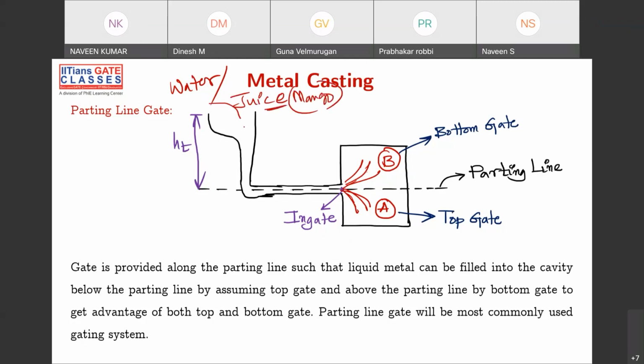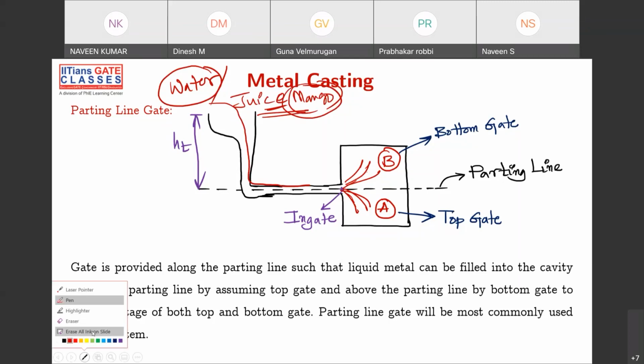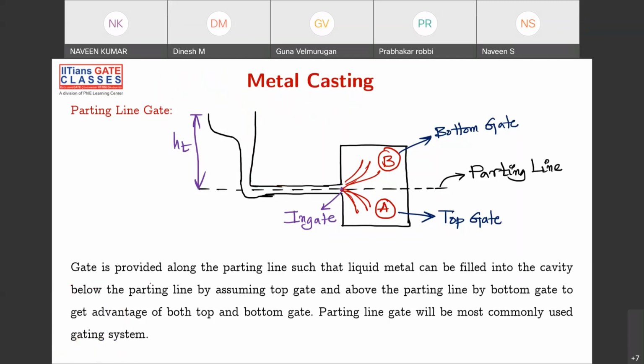So now you are pouring into this like this. So obviously, which will flow fast? Water will flow faster than mango juice, right? Because viscosity of juice is a little higher than water. And that viscosity and density of this liquid metal will depend upon its fluidity. That fluidity will depend upon its temperature, right? How much heat you are providing to that. If you are putting less heat, then the fluidity will be very less. If you are having a good heat, then fluidity will be very high.